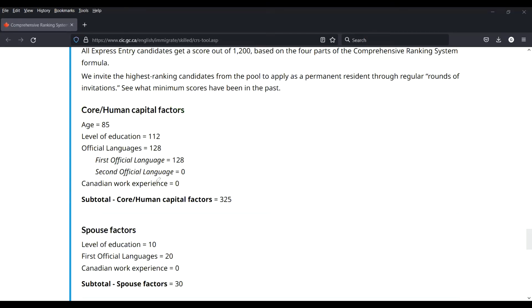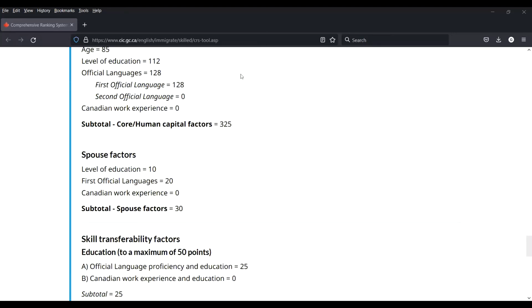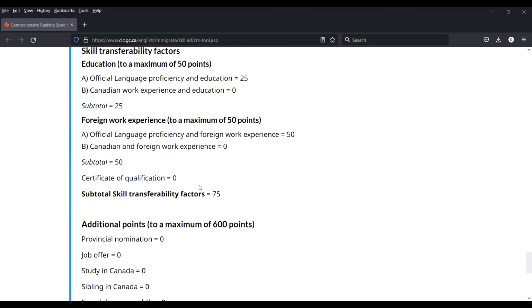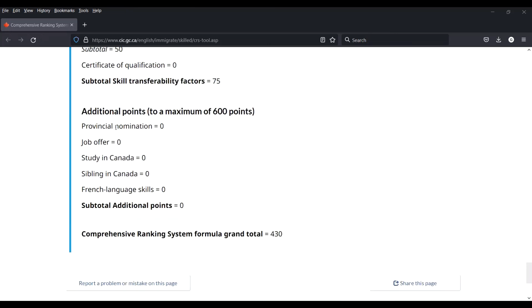Then the spouse also has this. Then official language, transferable skills, foreign experience, this for this candidate. Since this candidate does not have a provincial nomination, no job offer, no studying in Canada, no sibling in Canada, and does not have French language skill, there are no points in all of this. So the total point for this candidate is 430.